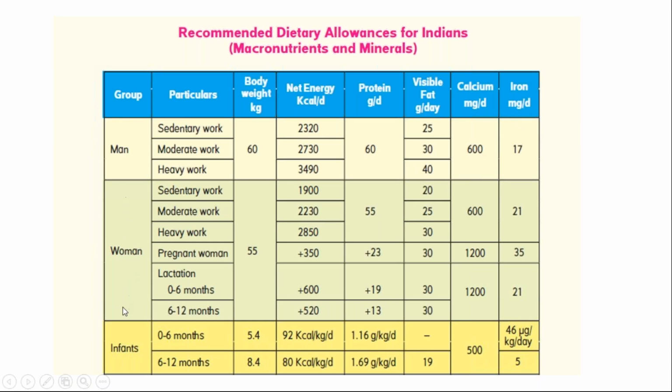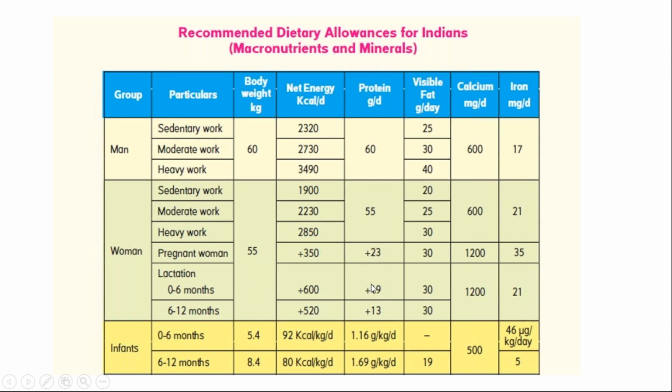Similarly, you see for a woman, based on the nature of the work, the sedentary work, those doing moderate work, heavy work, for a pregnant woman, for a lactating mother, you will see. So here the average weight of a woman is taken as 55 kilograms. And now you will see that protein is the same, 1 gram per kilogram of body weight. But you will see that for a pregnant woman, you have to add 23, and for lactating you have to add 19.